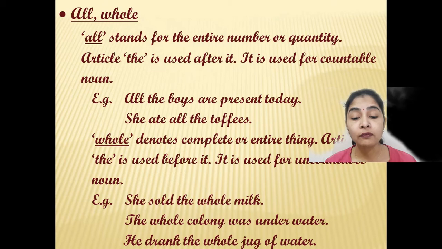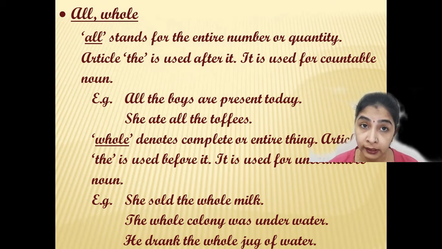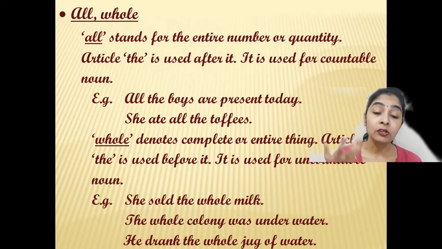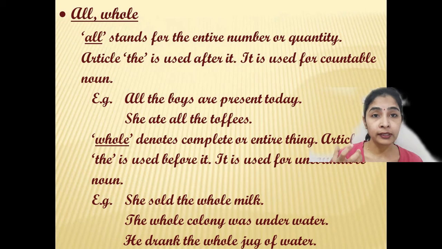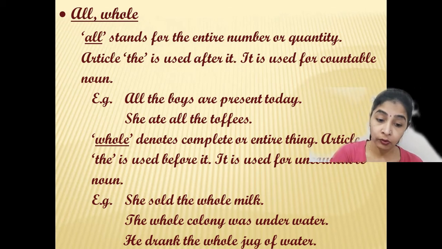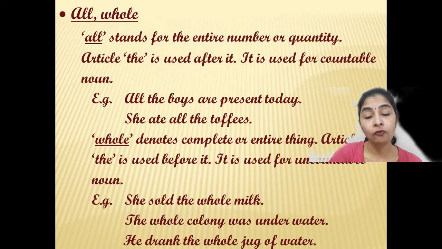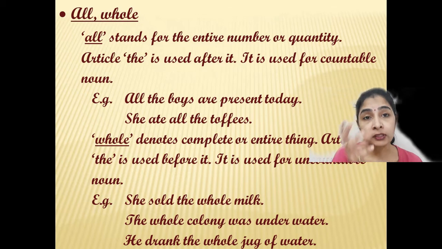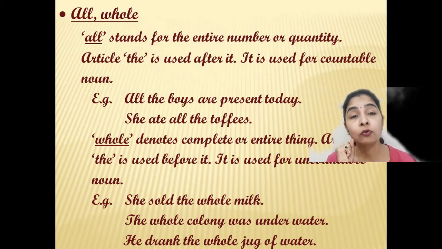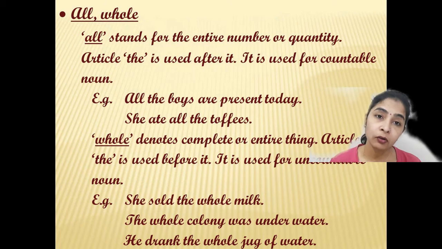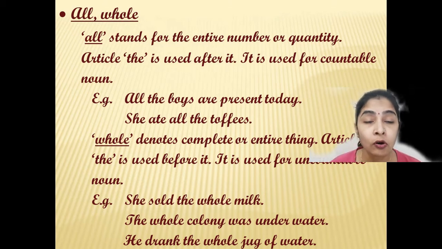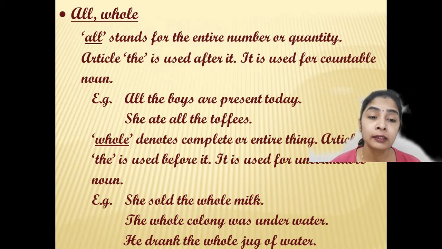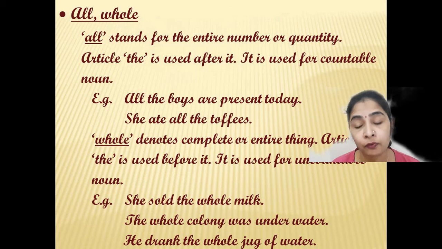Okay, the whole colony was underwater. The whole colony. So colony is not countable. We can say the entire region. Okay, so there the word whole is used and the is used before whole. He drank the whole jug of water. So the water here is not countable. Okay, so the whole water he drank. So we are using whole here and the is used before whole. Okay, so like this it goes. All is used for countable nouns and whole is used for uncountable. Next, the comes after all and before whole.